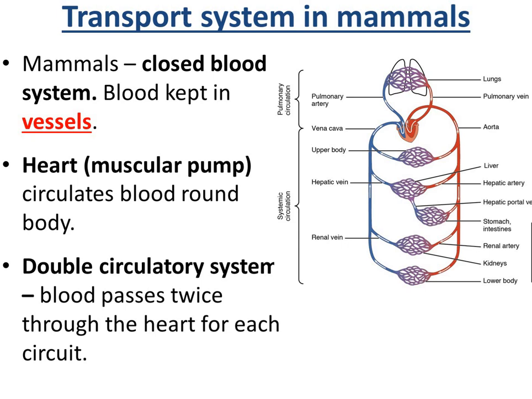So the transport system in mammals is a closed blood system, i.e. they're all kept in vessels. It doesn't just go anywhere. It has a heart, which is the muscular pump which circulates the blood around the body. It is a double circulatory system because blood passes twice through the heart for each circuit.